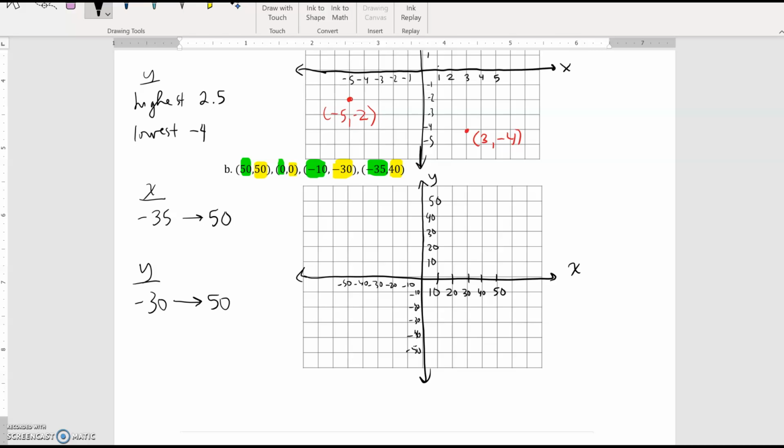Let's practice. Here are the 4 points for this graph. Check what you wrote for graphing and then see if you made any mistakes. And then we're going to move on to the third graph.